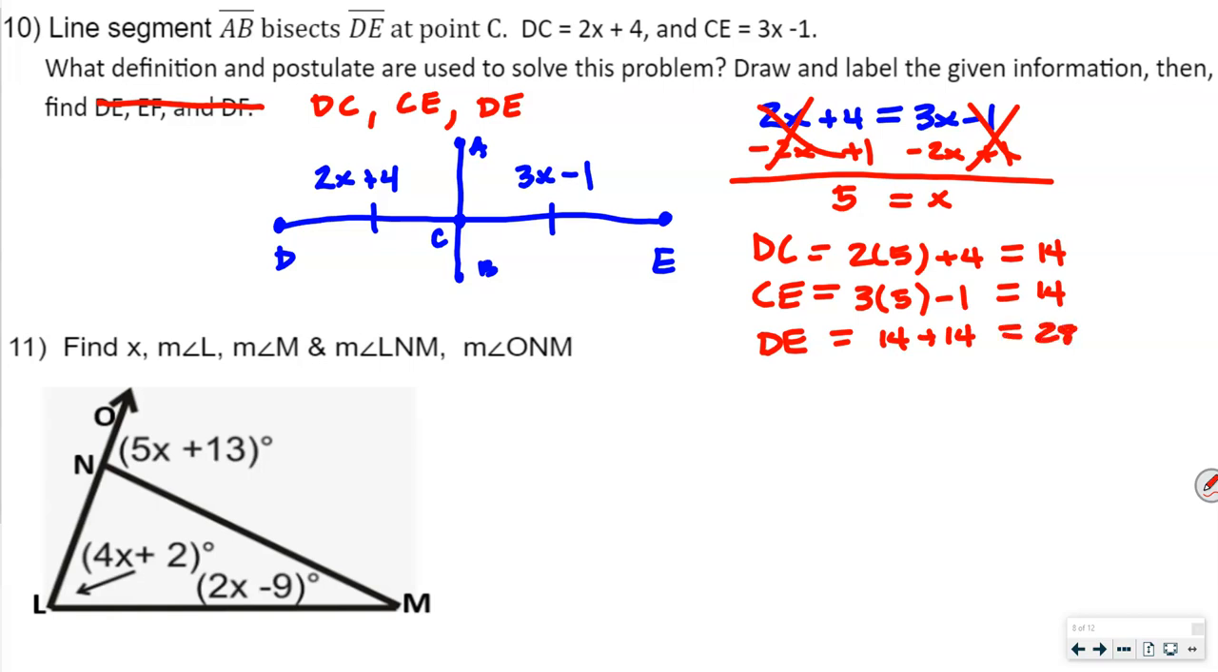Now it asks us what definition and postulate are used to solve this problem. So the definition was bisects, right? And what is this postulate that we use? The segment addition postulate. Y'all got me? So that's the postulate. Segment addition postulate.